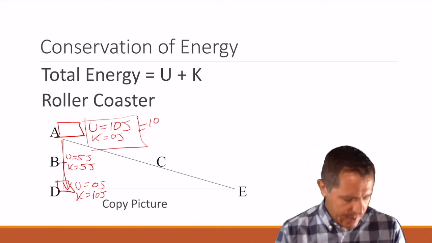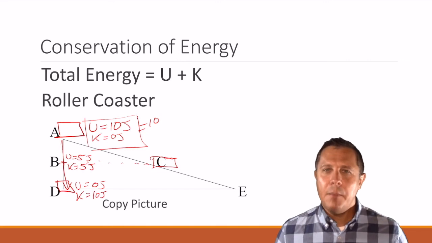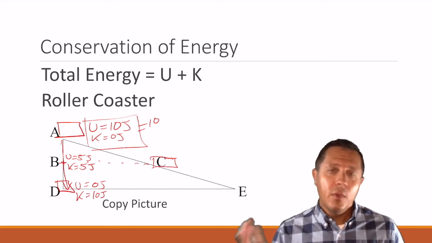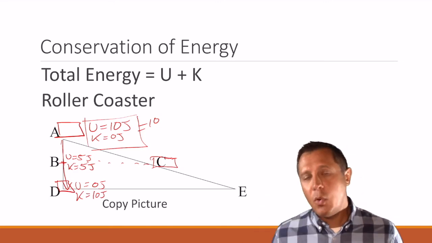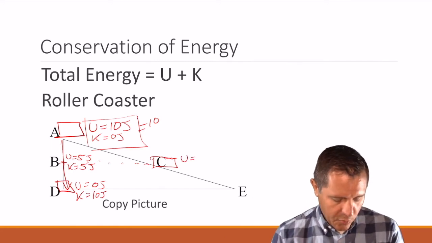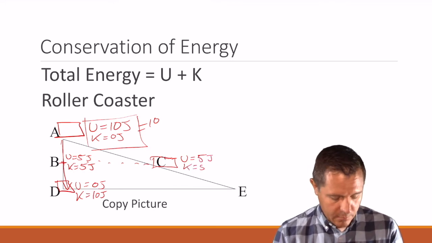So let's say this time, instead of falling straight down, it slid down the ramp. Well, let's assume that point C is the same height as point B. It has to be the same with the energies as well. Because again, if point C is the same height as point B, it's down half the height, potential energy U is still going to be 5 joules right here. And that means the kinetic energy has to be 5 as well.